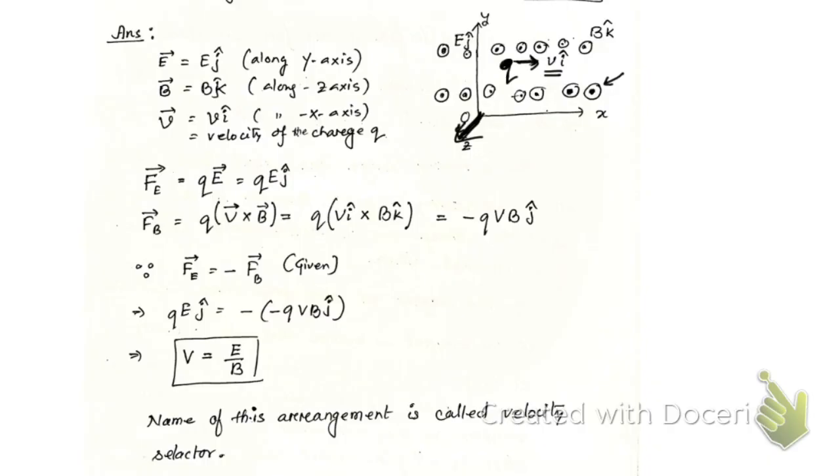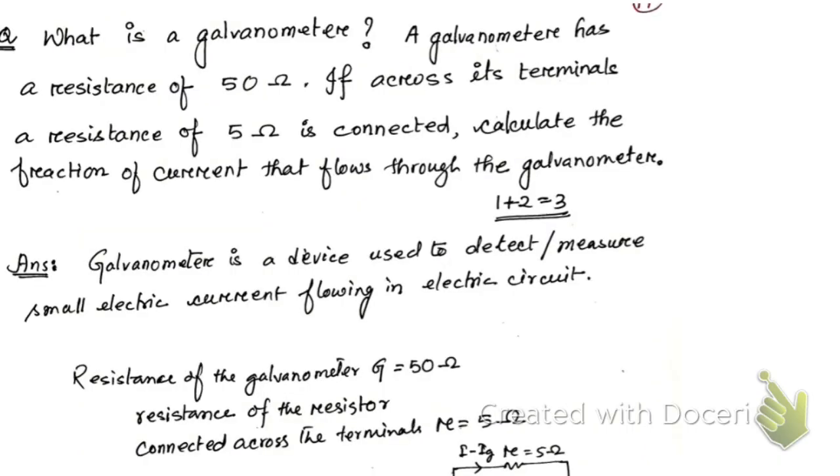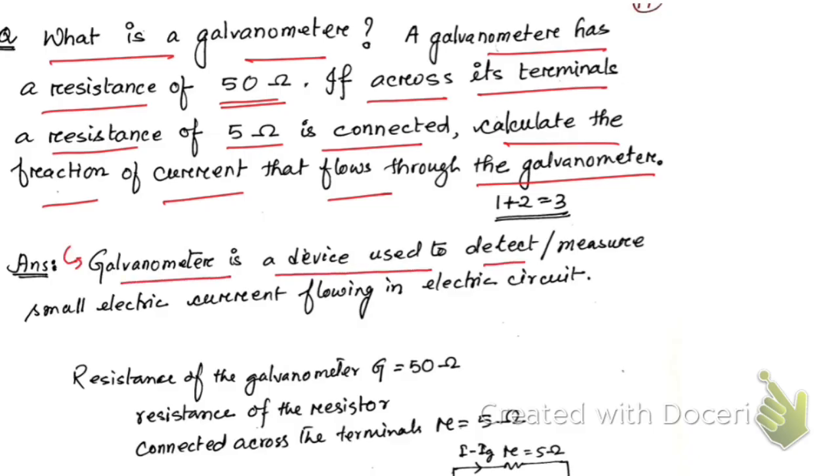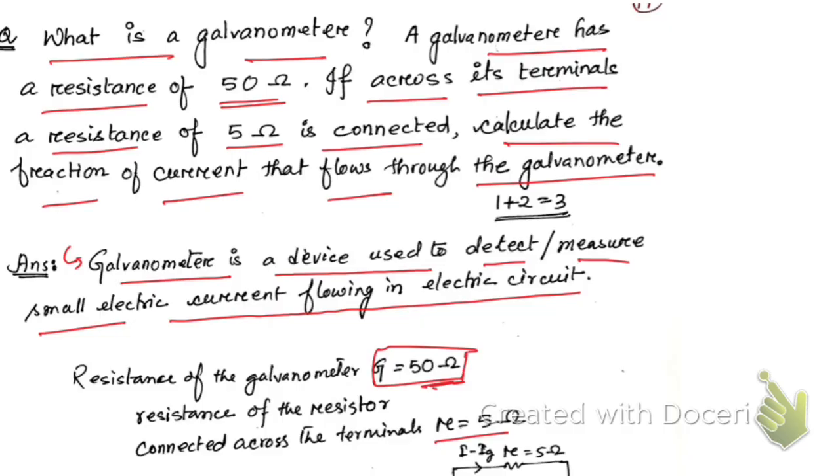Okay, so next here, what is a galvanometer? A galvanometer has a resistance of 50 ohm, and across its terminal a resistance of 5 ohm is connected. Calculate the fraction of current that flows through the galvanometer. So here this is the definition of a galvanometer. A galvanometer is a device used to detect or measure small electric current flowing in a circuit, and these are the given things. Resistance of the galvanometer is 50 ohm.